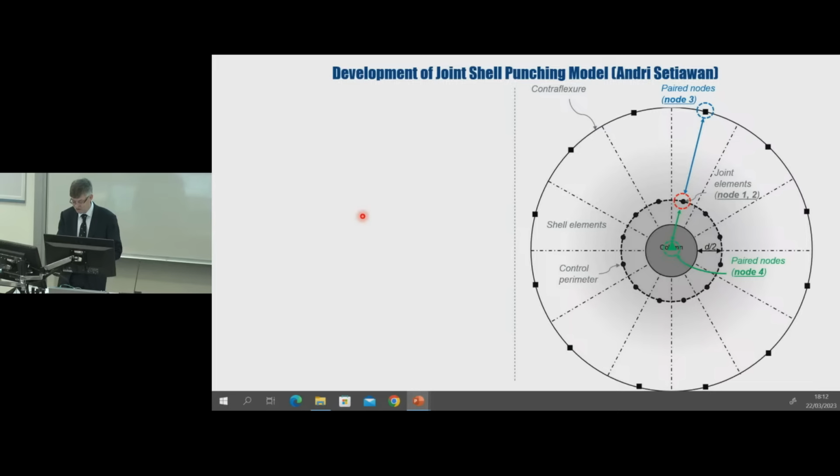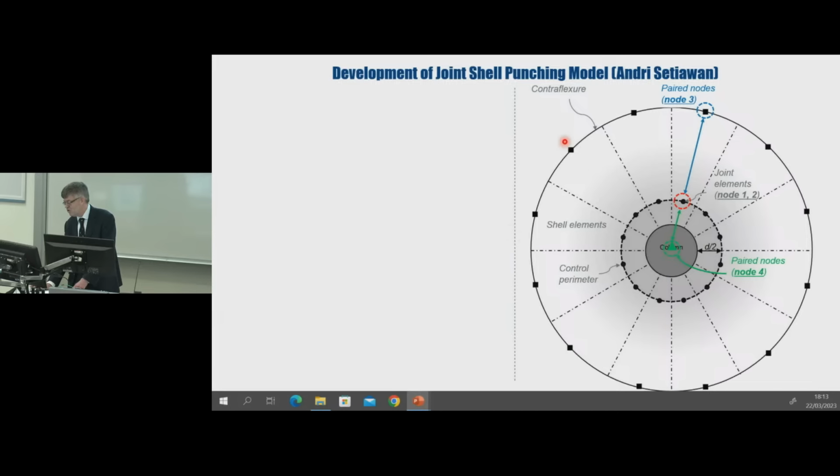In the previous slide, you will have seen that finding the punching resistance using Model Code 2010 level of approximation 4 requires post-processing of data obtained using nonlinear finite element analysis. To automate this process, we developed a joint shell punching model. The model was developed by Andriy Setuan, who looked at internal columns, and then by Dima Abu Salma, who extended the model to look at edge and corner columns.